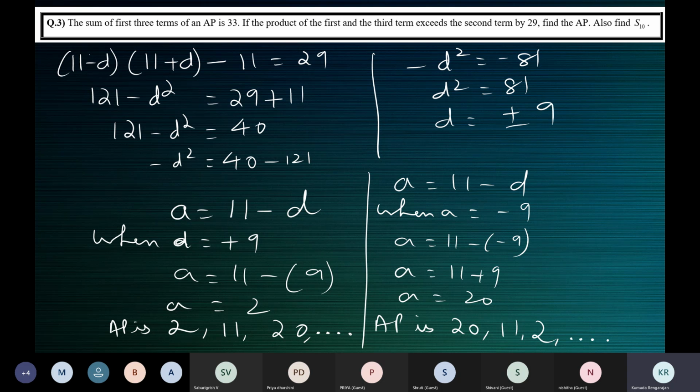Find the AP. Now also find S10. You should find S10 for both the APs. You must find S10 for both the APs.